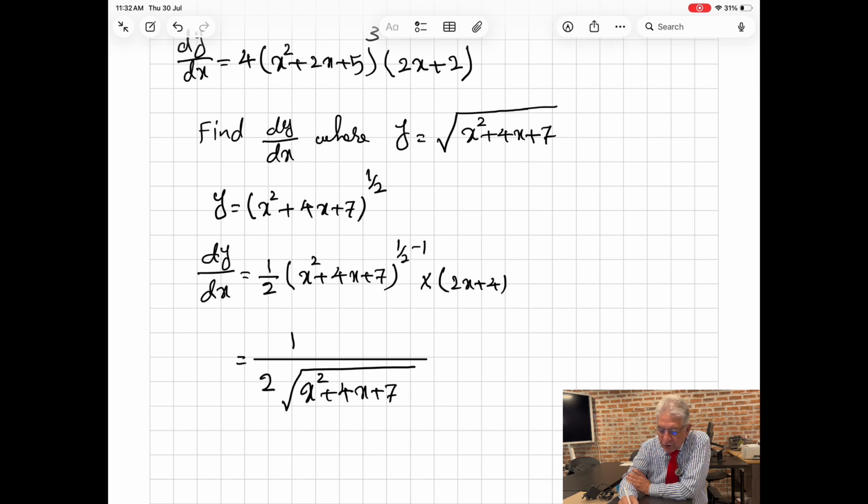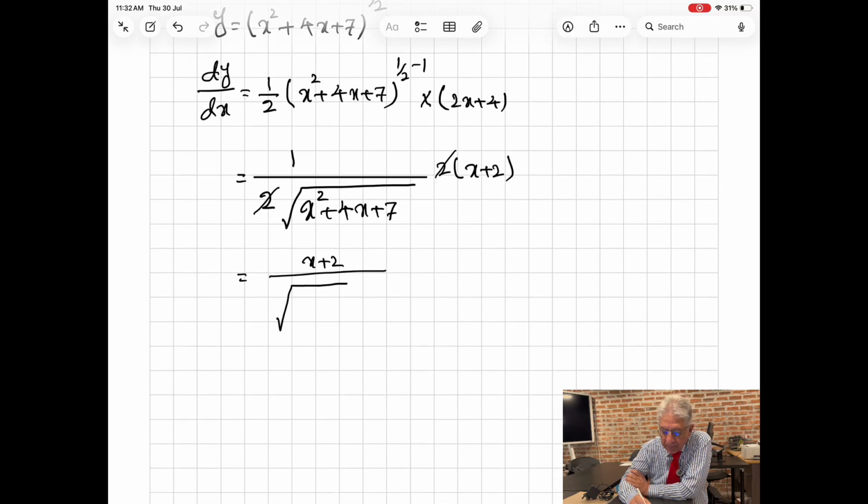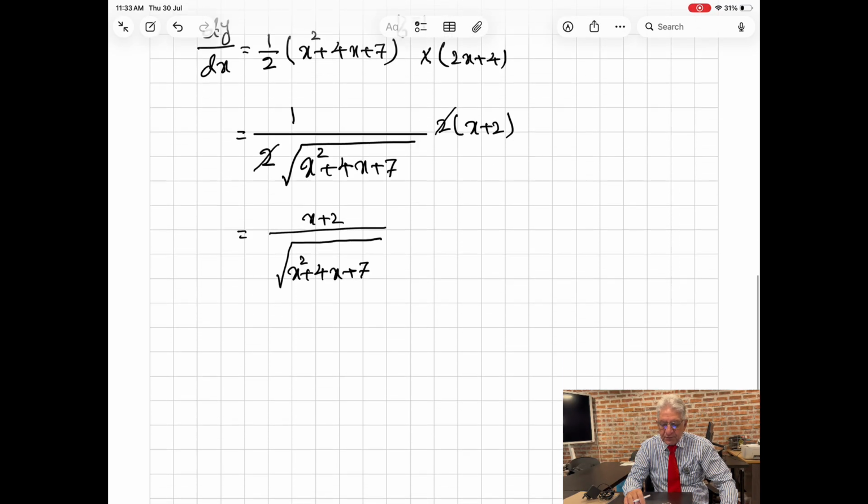I can factorize 2 from here: 2 times (x plus 2). These 2 and these 2 cancel off. Therefore, the final answer is x plus 2 divided by the square root of x squared plus 4x plus 7. So you got the derivative of this function.